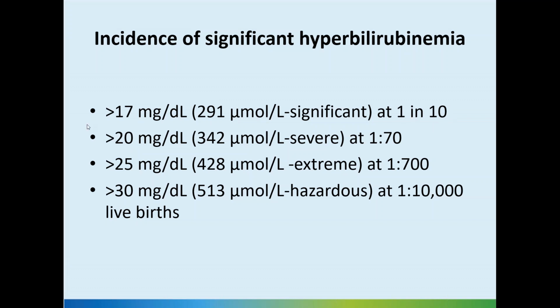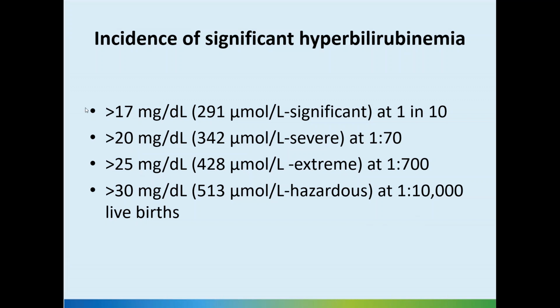That will be 1 in 10, and more than 20 milligrams, which about 20 years ago used to be the cutoff for exchange transfusion even in term babies, so 1 in 70 babies would have needed it. However, nowadays we are waiting more in the well babies, and after the AAP recommendations in 2004 came out, we hardly do exchange at 20 milligrams unless it's hemolytic jaundice or if it's a premature baby. So we have more than 25 milligrams in 1 in 700 babies, and more than 30 is luckily very uncommon, with more than 1 in 10,000.